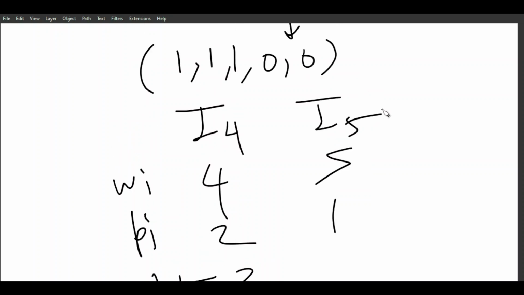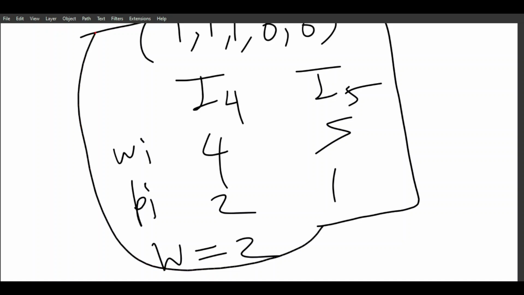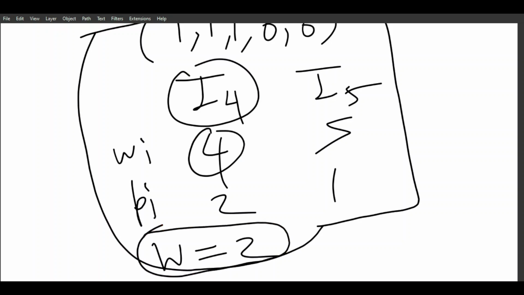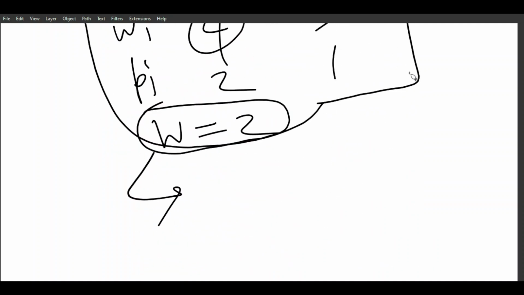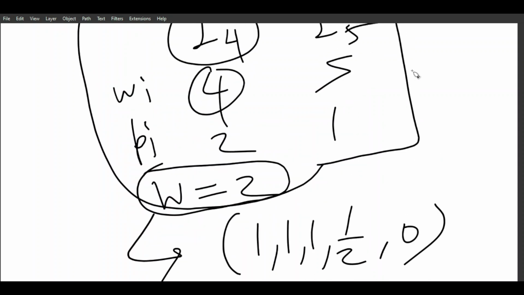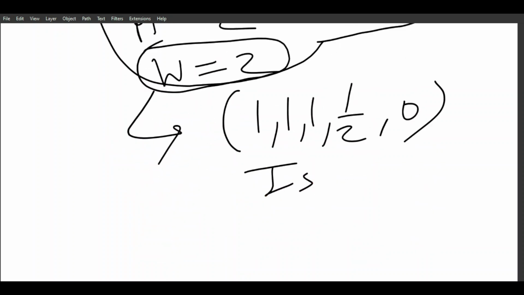Now again we repeat the same process once again. Next most profitable item is item 4. It has weight 4, but our available knapsack capacity is only 2. It cannot fit, so we have to take a fraction. We take a fraction half. So half of 4 is 2. It will fit in the knapsack. So we take only fraction half, and our problem is solved. Finally we get our solution 1, 1, 1, half, 0. The remaining subproblem you can write, but it is not necessary because the problem is already solved.